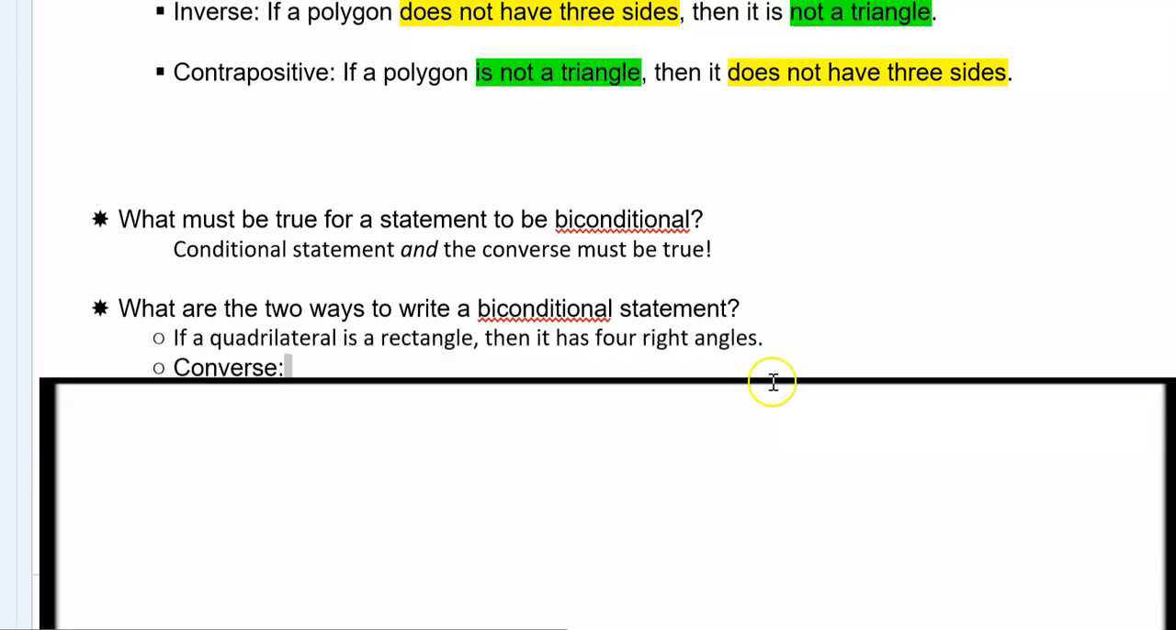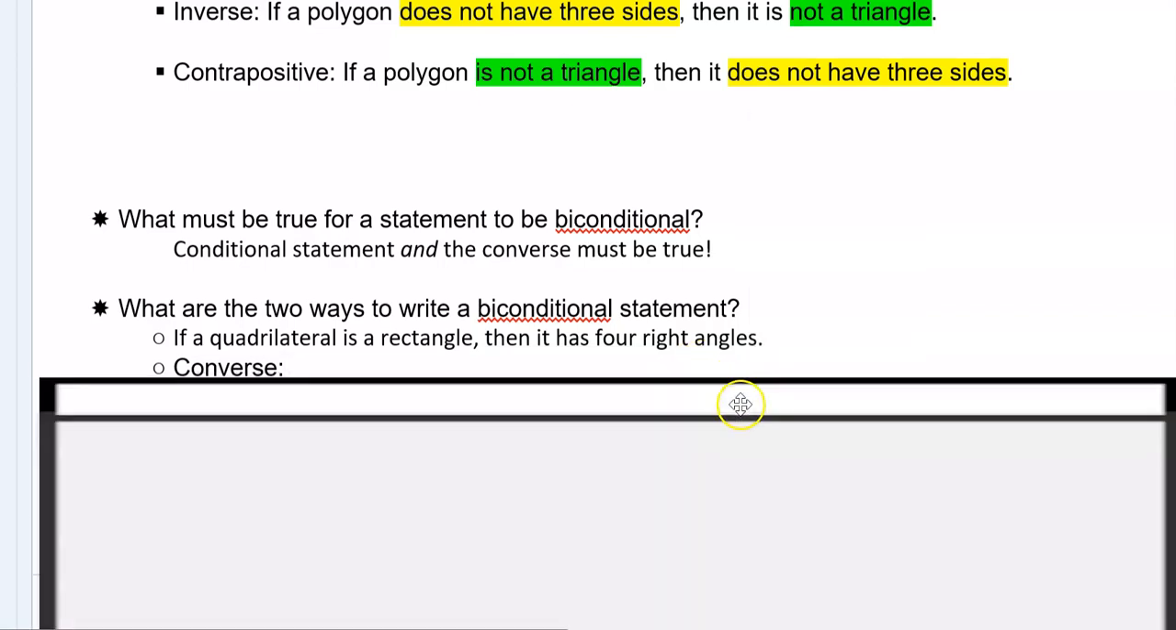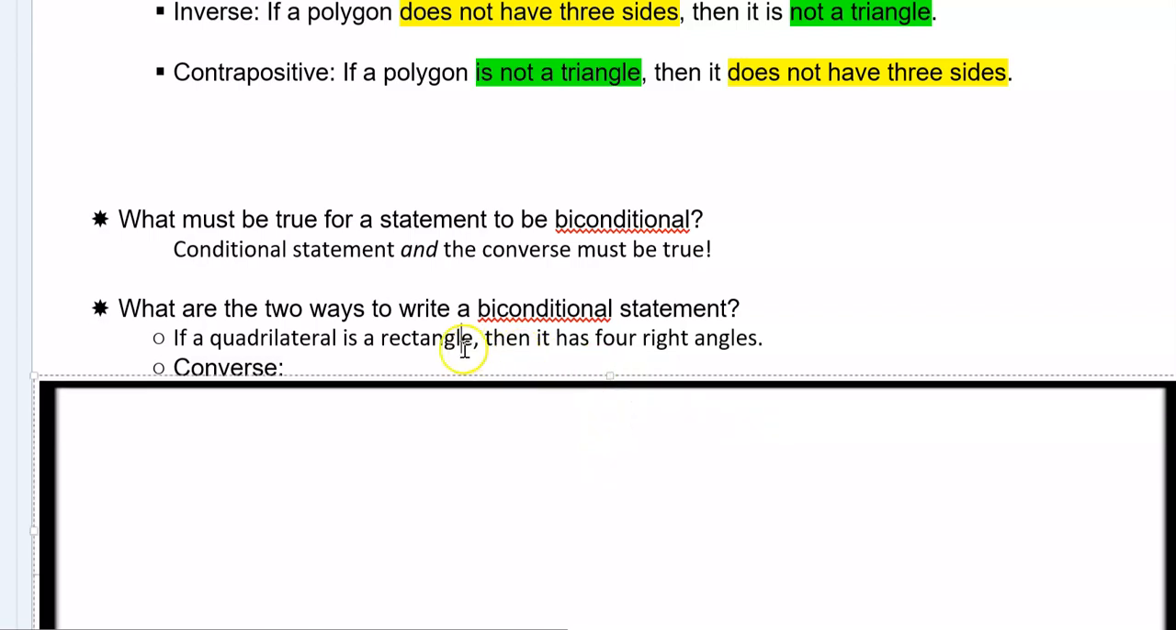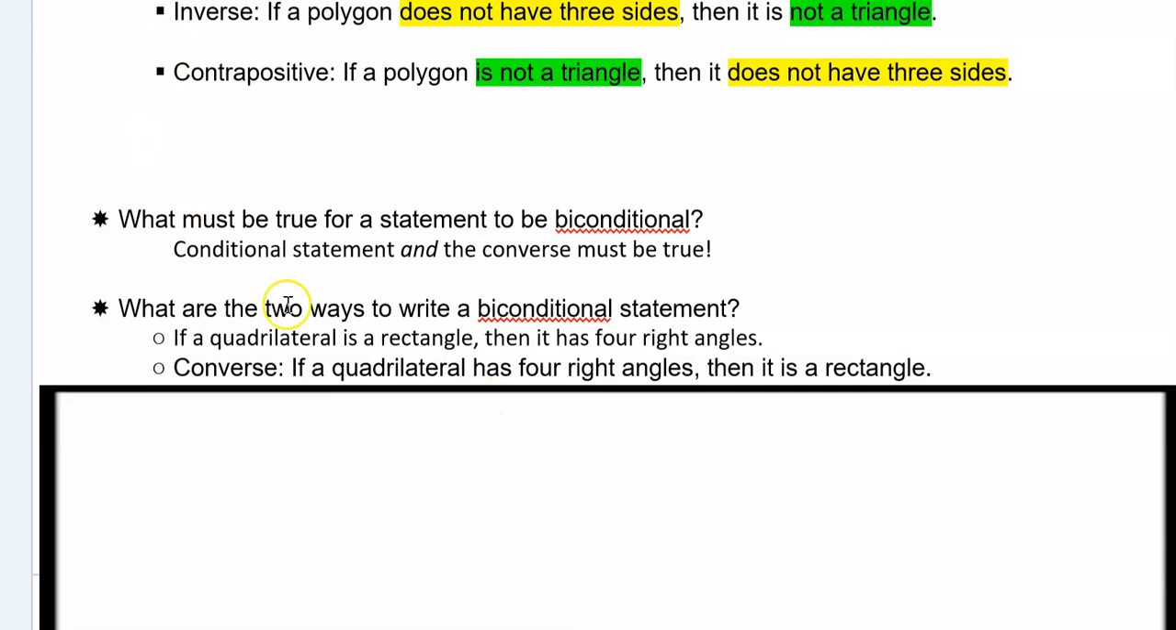Let's consider this conditional statement. If a quadrilateral is a rectangle, then it has 4 right angles. Well, what's the converse of that statement? Let's flip it around and say, if a quadrilateral has 4 right angles, then it is a rectangle. We have the statement and its converse.